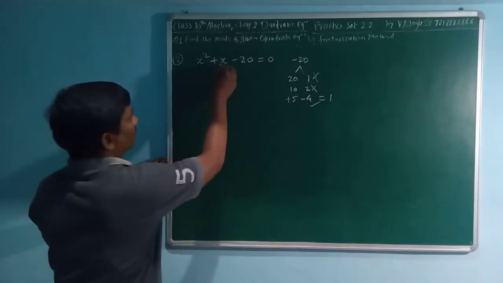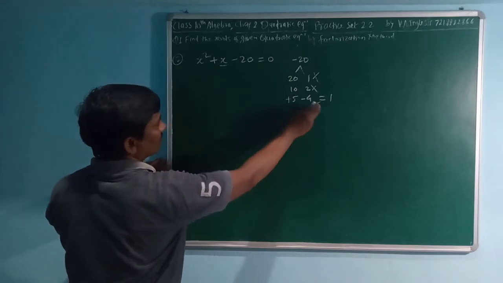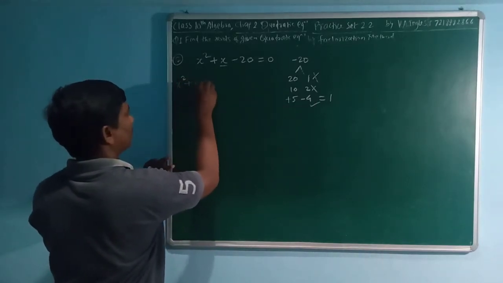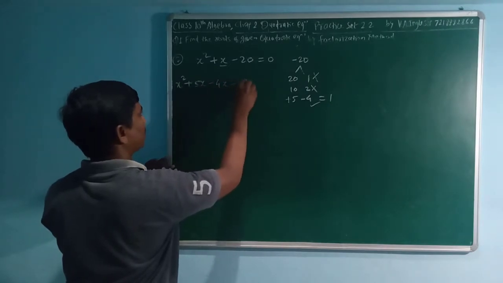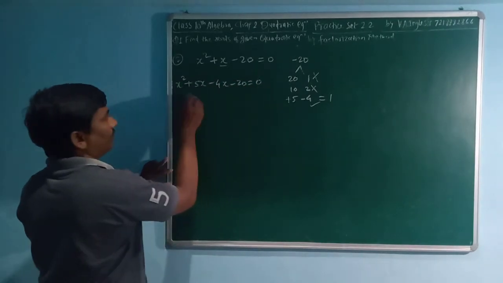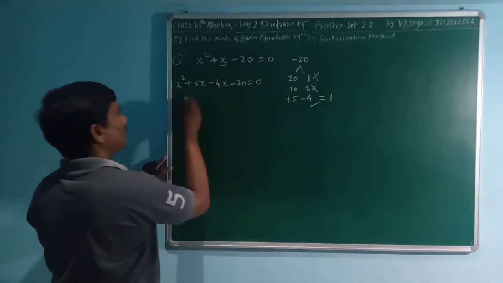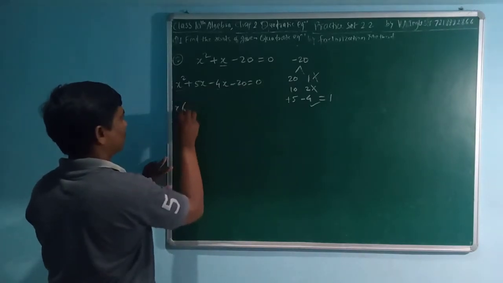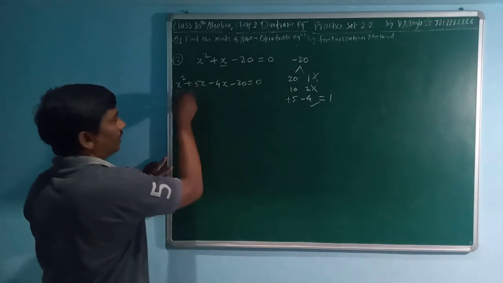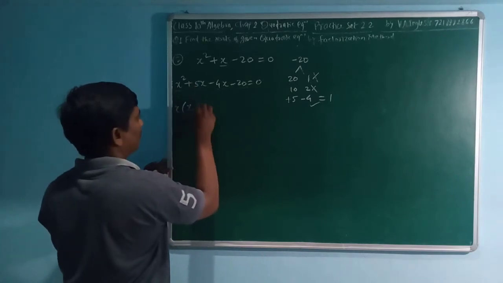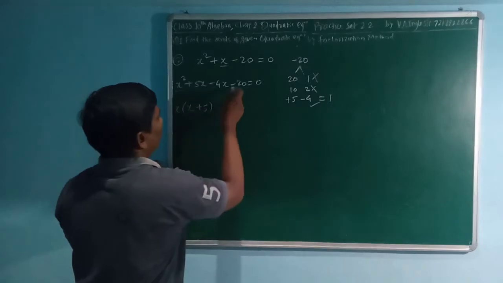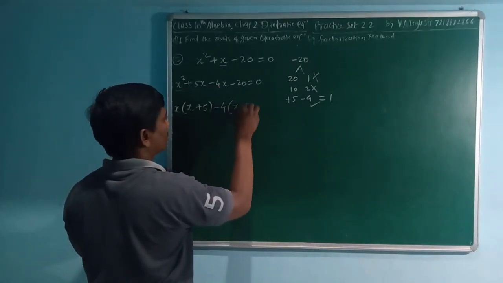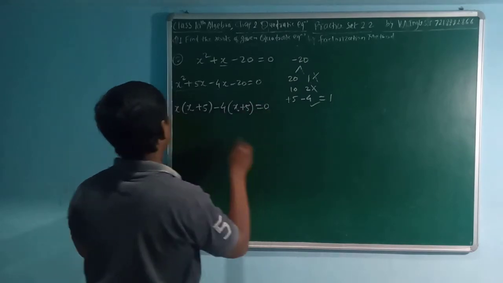Okay, so just replace this x by plus 5x minus 4x. So the equation will be like this: x square plus 5x minus 4x minus 20 is equal to 0. Now from these two and from these two, see what can be taken out. So here x is common. If you take x as common, here x will be there plus 5. If you take minus 4 as common from here, then you will have x plus 5 in the bracket.